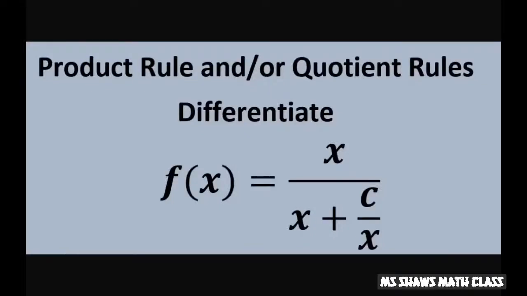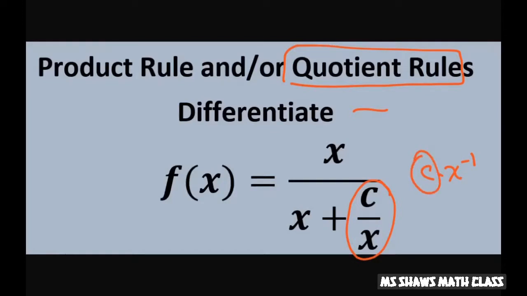Everyone, we're going to use the quotient rule to differentiate f of x equals x divided by x plus c divided by x. And just remember, this can be written as c times x to the negative 1. And c is a constant, so it can be any number. So you could just write this and that's c, because that's kind of confusing when it's written that way. All right.